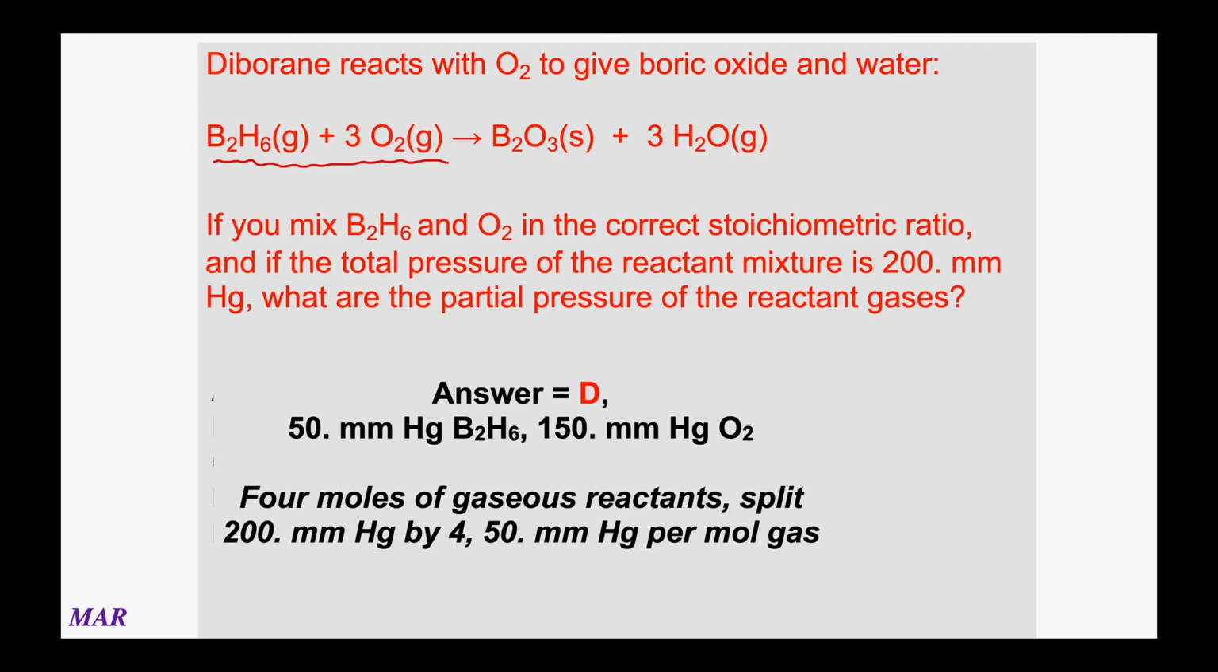This is kind of an interesting way to approach these kind of problems, but it is kind of useful sometimes when you don't know the total pressure, or you do know the total pressure, but you don't know the individuals. So I added up the total moles on the reactant side. 1 plus 3, 4. 200 divided by 4 gave me 1 value, and that number times 3 gave the oxygen.